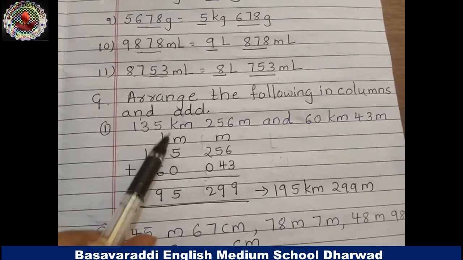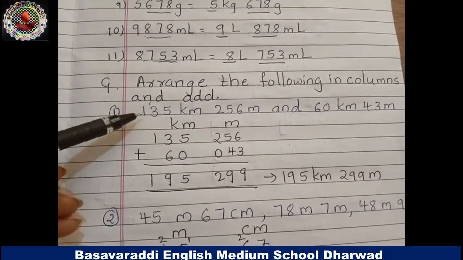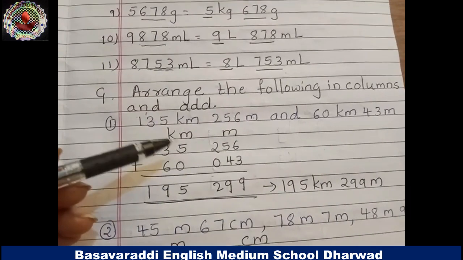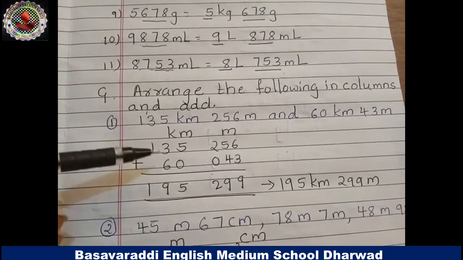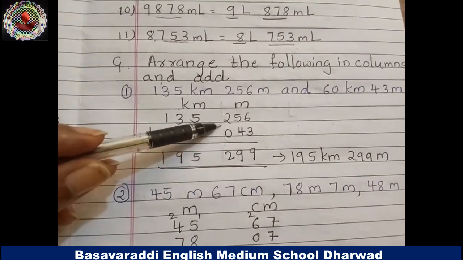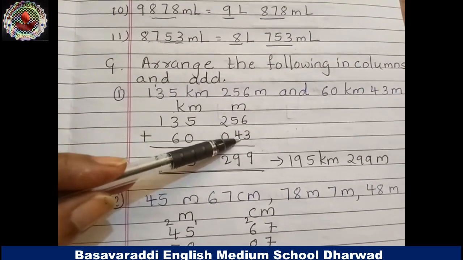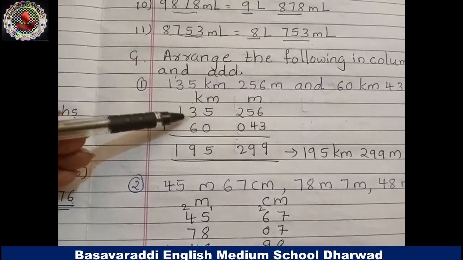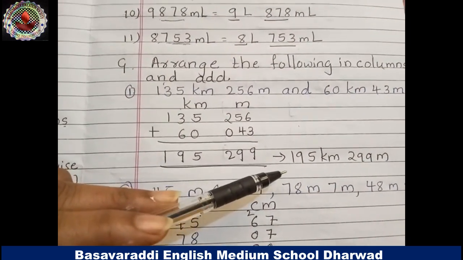Now arrange the following in the columns and add. So first here the number is there, then afterwards you have to arrange the column. 135 kilometer and 256 meter and 60 kilometer 43 meter, you have to add that one. So we have to write in column, 135 in kilometer and meter, 256 plus 60 and 43 meter. So 6 plus 3 is 9, 5 plus 4 is 9 and 2 plus 0 is 2 and 5 plus 0 is 5 and 3 plus 6, that's 9 and 1. So 195 kilometer 299 meter.